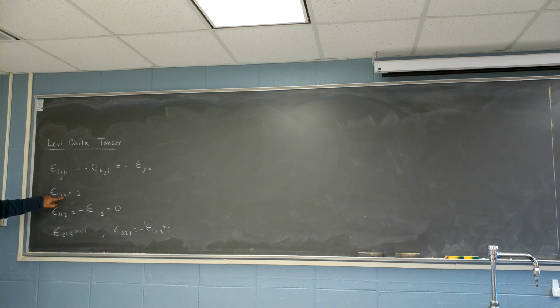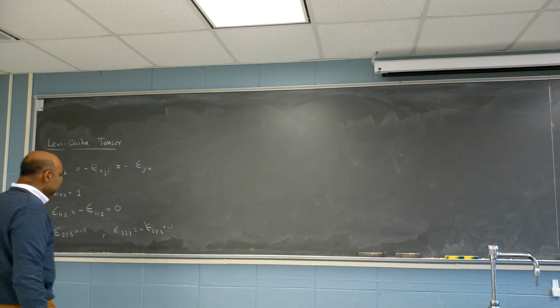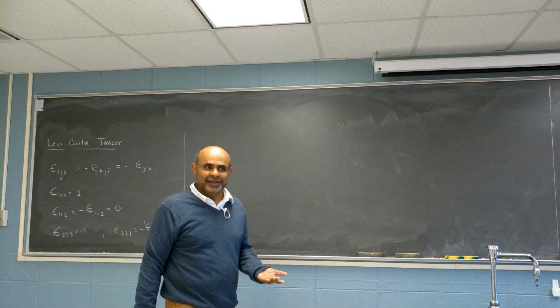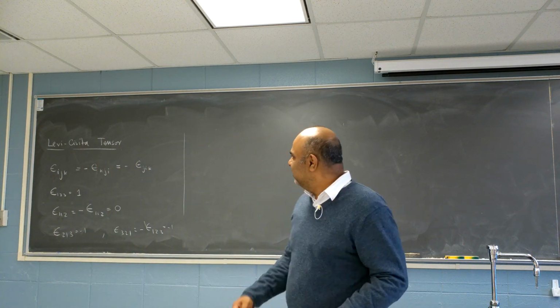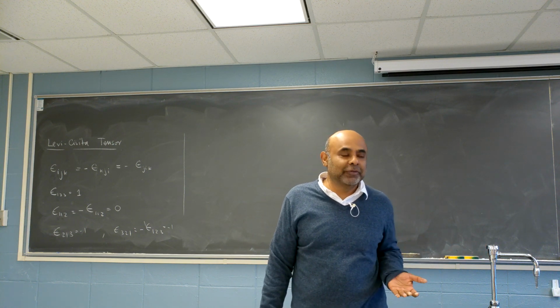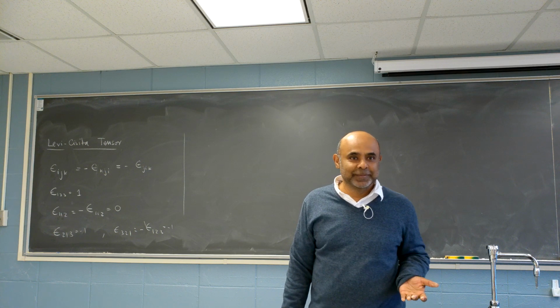So here's the thing. Every cyclic combination, 1, 2, 3, 2, 3, 1, and 3, 1, 2, is 1. The other ones are negative. Then if numbers repeat, it's 0. Now you might ask, good grief, why do I need this? I'm not even trying to do math. I'm trying to do physics here. I'm trying to calculate the force on a dipole.